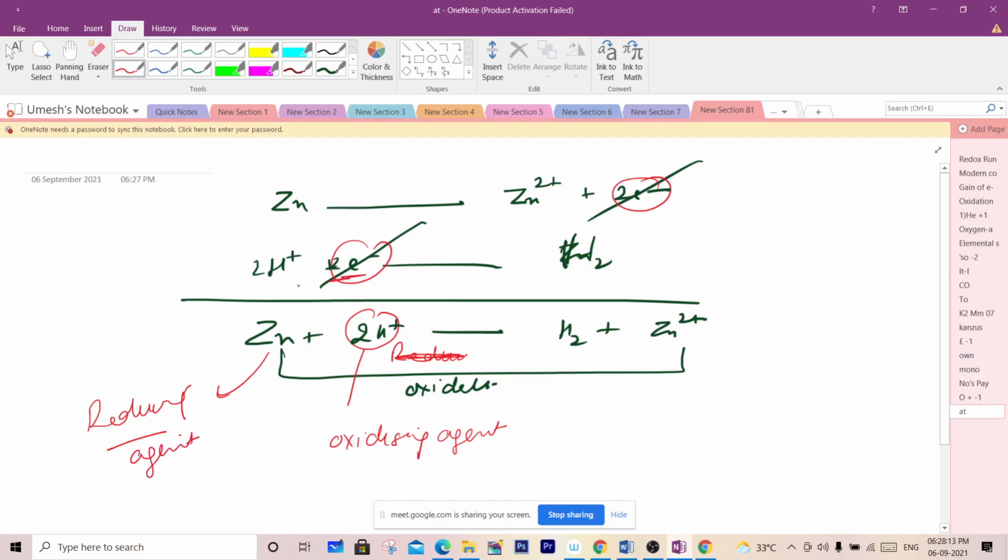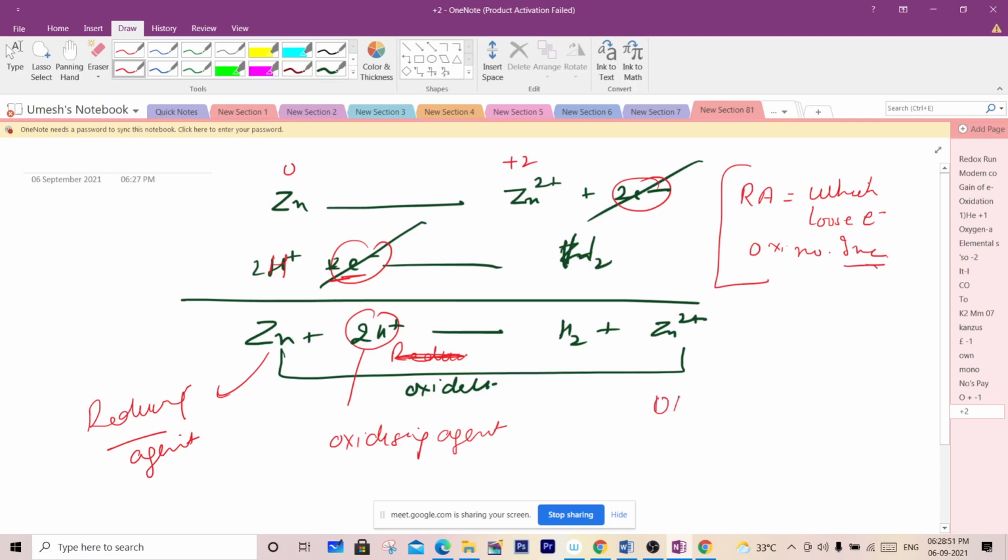Reduction takes place only when electrons are available. H positive will gain electrons only when zinc will lose electrons. It means zinc is the reducing agent and the H positive ion is the oxidizing agent. It means I can say the reducing agent is the one which loses electrons, or I can say whose oxidation number increases, 0 to plus 2. You can see the oxidation number increases. That is the reducing agent. Understood?